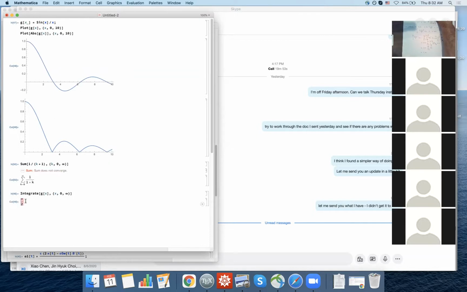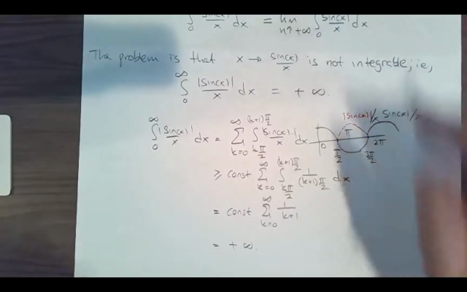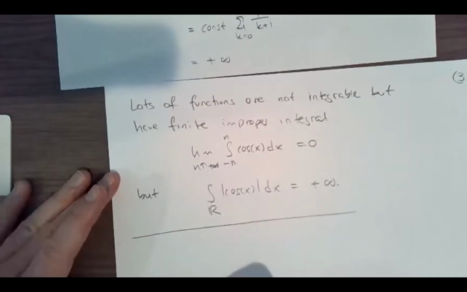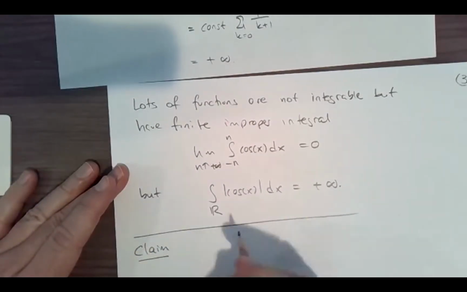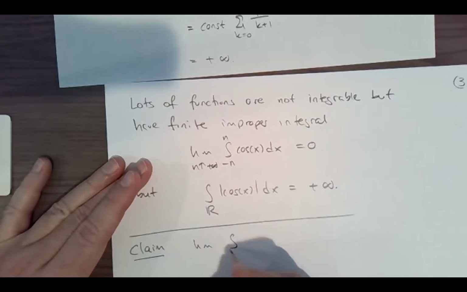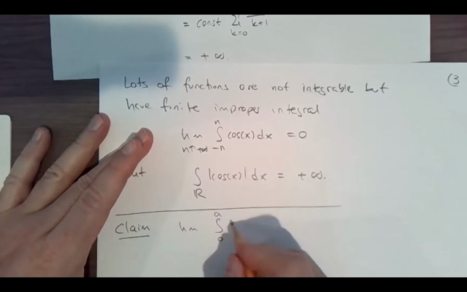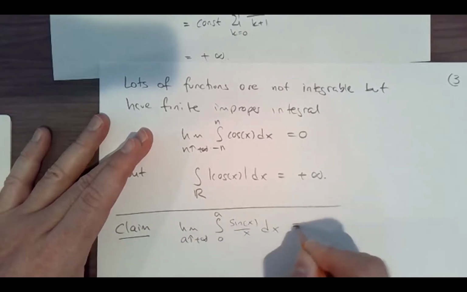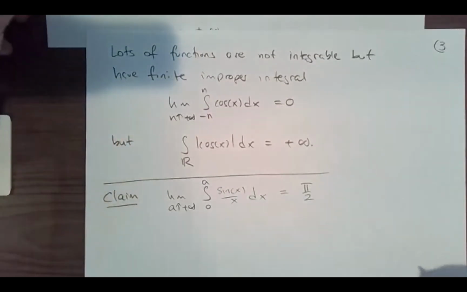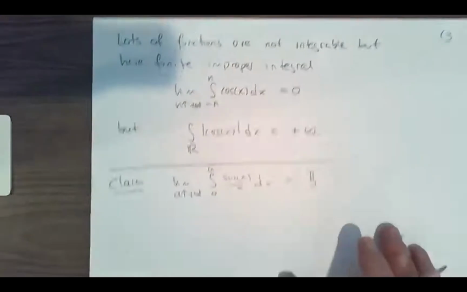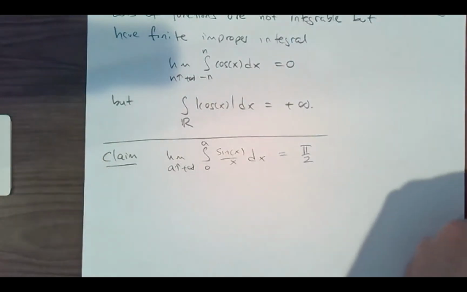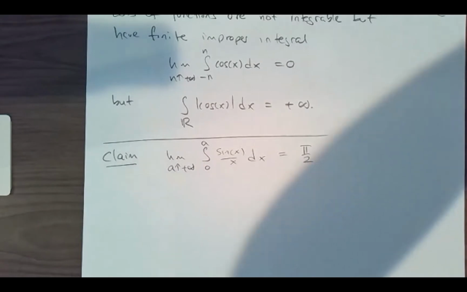And this coefficient pi over 2 is an important coefficient because it appears in this inversion formula that we're going to derive. So I want to spend a little bit of time trying to compute what this integral here is. So let me try to do that. We claim that the limit as a goes to infinity of the integral from 0 to a of sine x over x dx is equal to pi over 2. And our inversion formula is going to have this pi over 2 in it. So let me spend a little bit of time trying to argue why we see this coefficient.